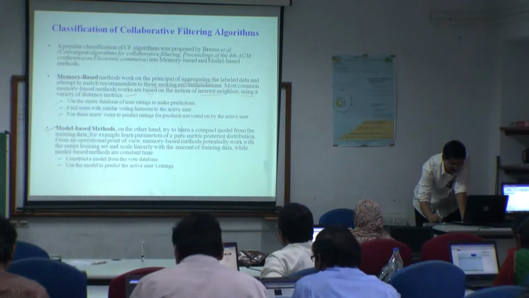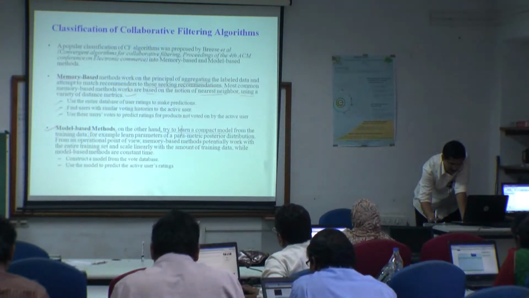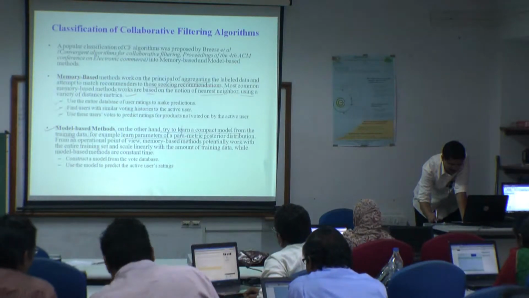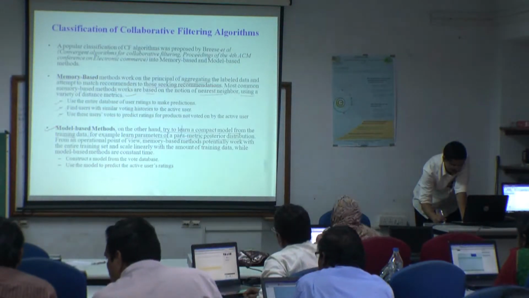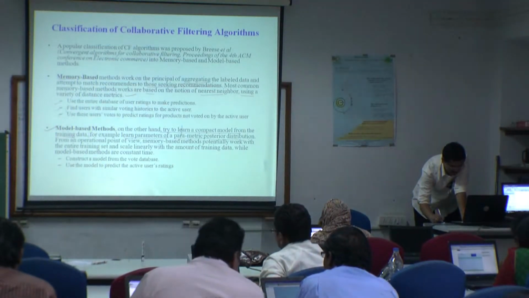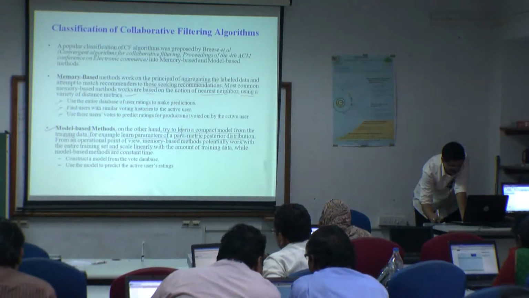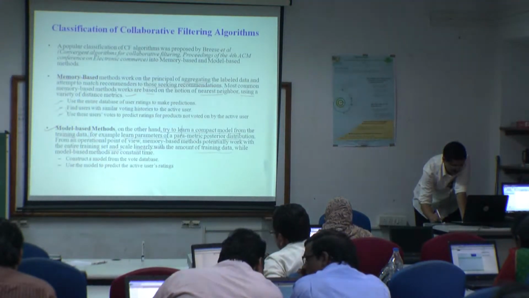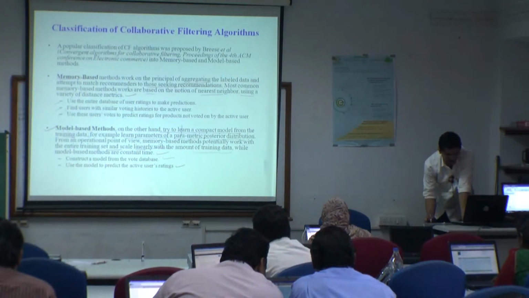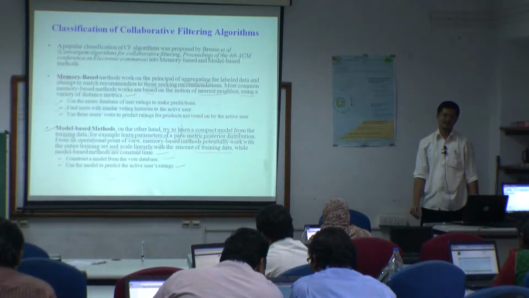Model based methods try to learn a compact model from the training data. For example, learn parameters or a parametric posterior distribution. From an operational point of view, memory based methods potentially work with the entire training set and scale linearly with the amount of training data, while model based methods are constant time. It constructs the model from the vote database, and uses the model to predict the active user's rating. So both methods are entirely different.